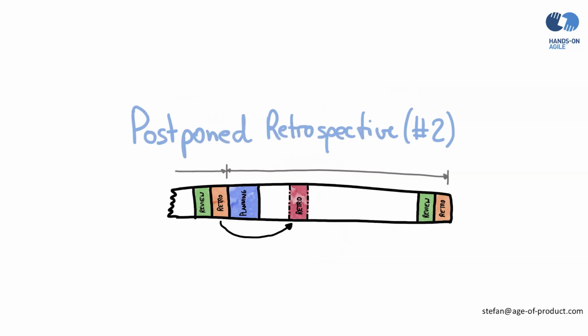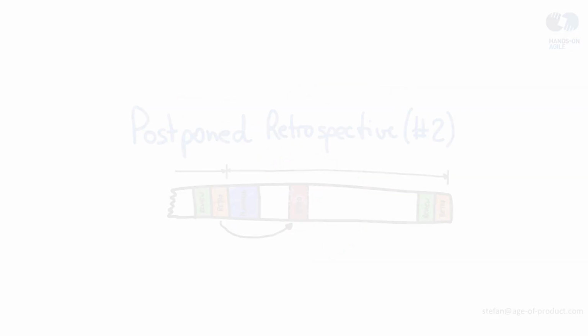This is the reason that we have the retrospective before the planning of the next sprint. Postponing the retrospective into the next sprint will probably interrupt the flow of the team. There's an additional cognitive load, there's context switching, and it will also probably delay the tackling of possible improvements.